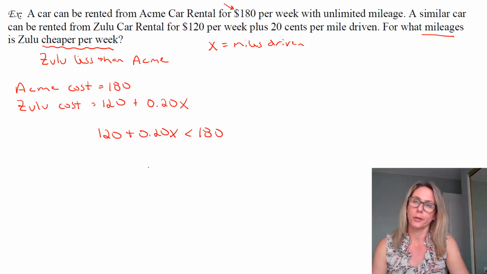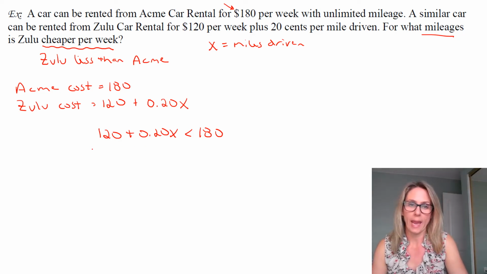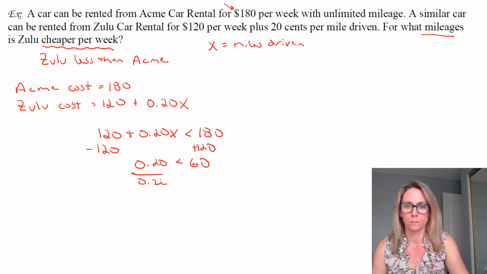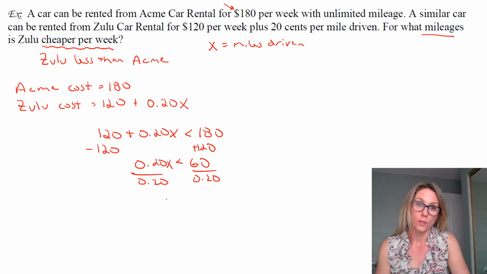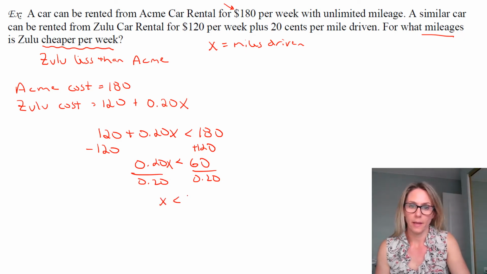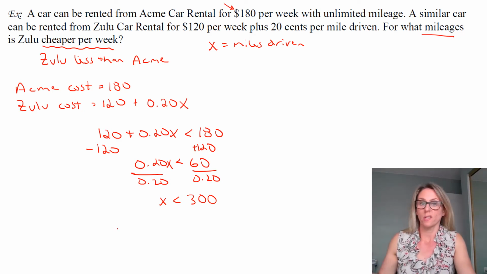So we have this. And now it just becomes a linear inequality. So you're welcome to solve it if you can. That would be great. Pause, go ahead and do that. Oops, got my x. Let's get that back in there. There we go. So this will give us x is less than 300. And so that's a number of miles.